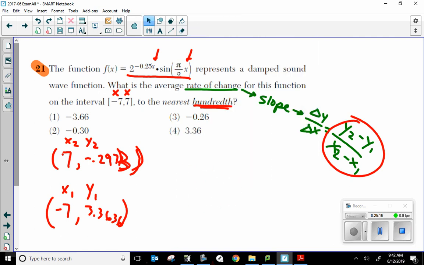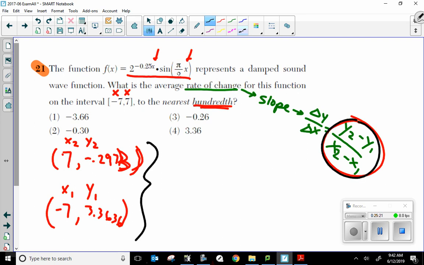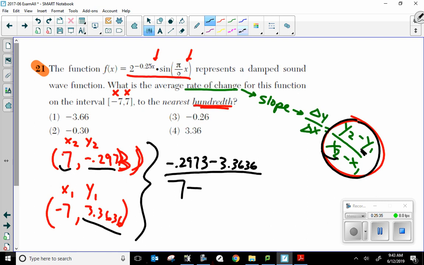All right, so now all I'm going to do is put these in my change in y and change in x. y2 is -0.2973 minus y1, which is 3.3636, all over x2, 7, minus x1, -7. And if you do that in your calculator, you should get -0.26.